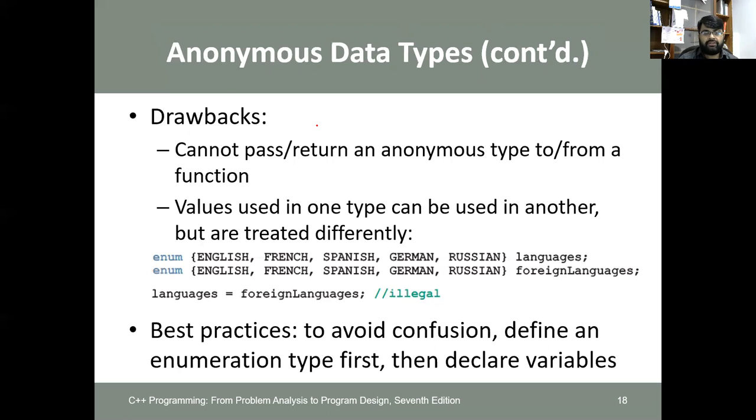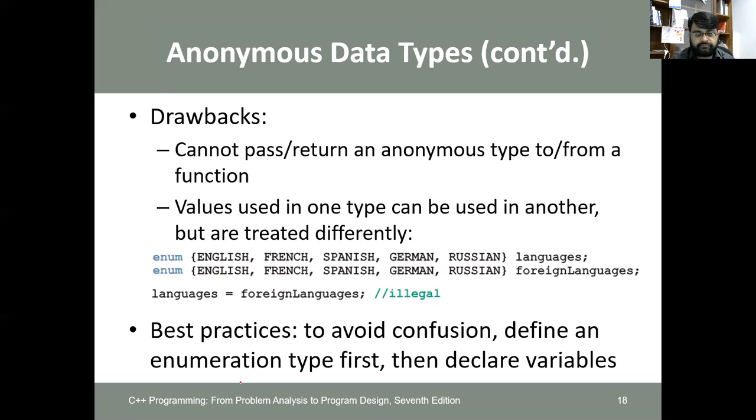Then values used in one type can be used in another but are treated differently. So for example, we have some languages defined here: English, French, Spanish, German, Russian. So that's the advantage here, that we can have the same thing defined in different enums. So with two anonymous types, we can declare them differently, for example, some are languages and some are foreign languages. However, the values cannot be stored across each other.